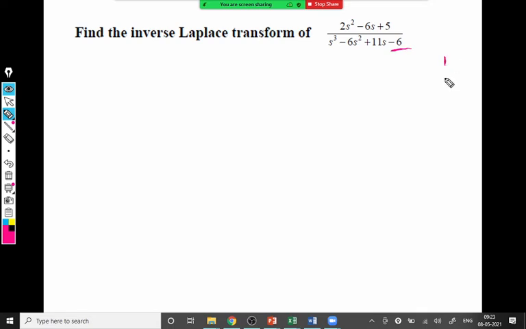1, 2, 3 or 6. This 6 is divisible by 1, 2, 3 and 6. So these are the possible factors. And to these possible factors you can attach plus or minus sign also. But there is one more property. When there is alternate plus minus sign, all the roots are positive.